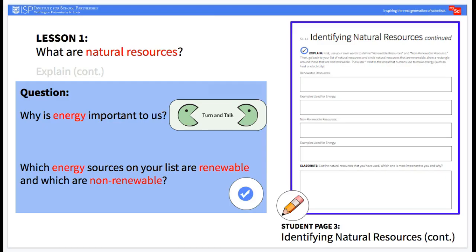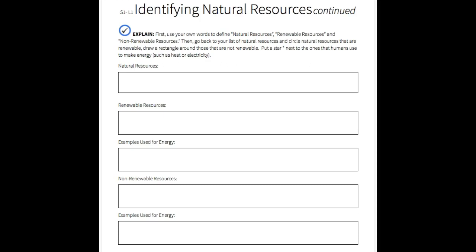Finally, students will consider why energy is important to us. They will use a turn and talk to construct explanations about how energy helps improve our quality of life and solve societal problems. Using the information they have obtained throughout the lesson, students will refine their definitions of natural resources, renewable resources, and non-renewable resources, and determine which energy resources are renewable and non-renewable.